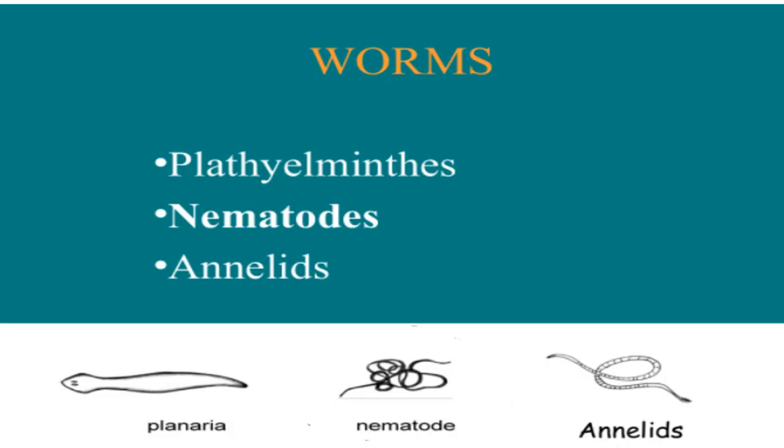Worms in the animal kingdom include three different phyla: Platyhelminthes, nematodes, the earlier name, which is now called Aschelminthes, and the annelids. Planaria comes under Platyhelminthes, followed by Aschelminthes and the annelids.